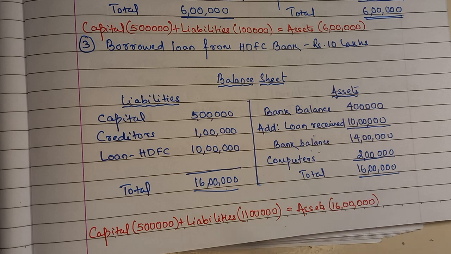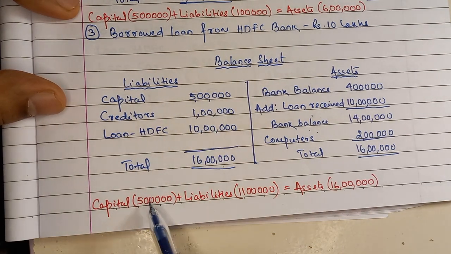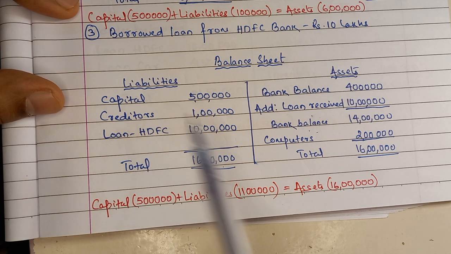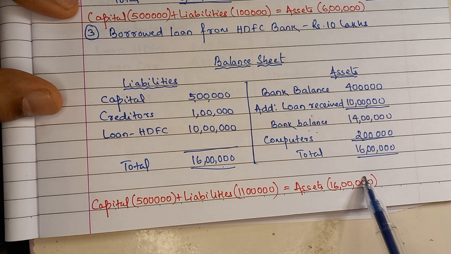Both sides. So what is the accounting equation here? Capital 5 lakh, this 5 lakh is reported here. Liabilities is 11 lakh. Why 11 lakh? Loan plus creditor, 11 lakhs. So 5 plus 11 is 16 lakh, and what assets do you have? 16 lakh, right? 16 lakh is your assets.